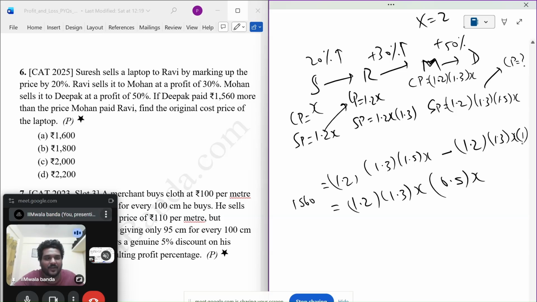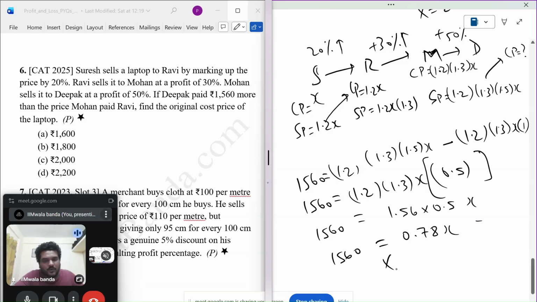I can subtract this 1 also, right? So if you take x common, 1 is left. You took everything common. So I hope you're able to understand this. Now I have to solve. There's nothing left. And x I've already taken common, so why am I writing it here? So x is 1560 upon 78 into 100. 78 times 2 is 1560. So we are on the right path. Option number C.